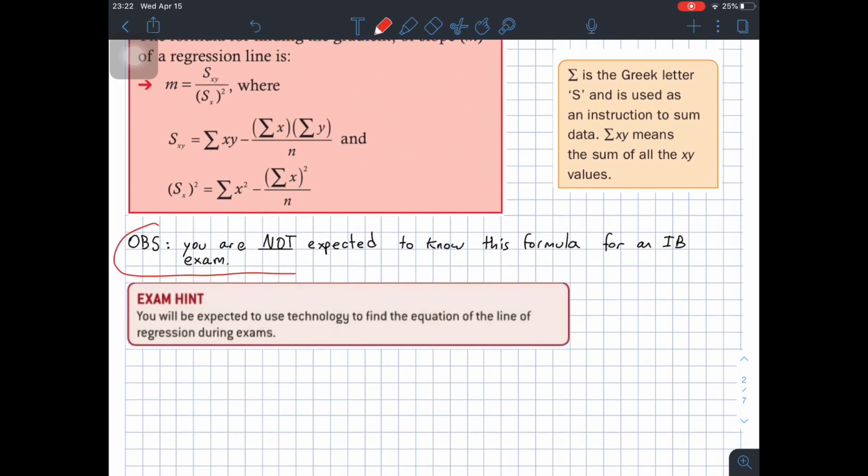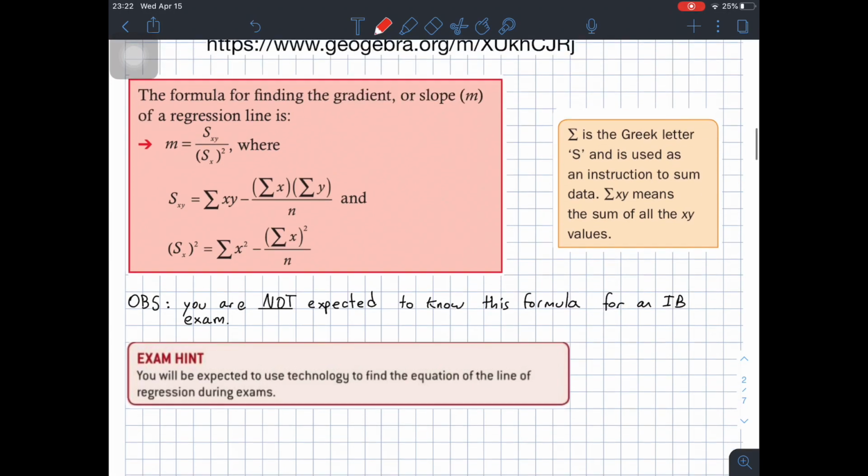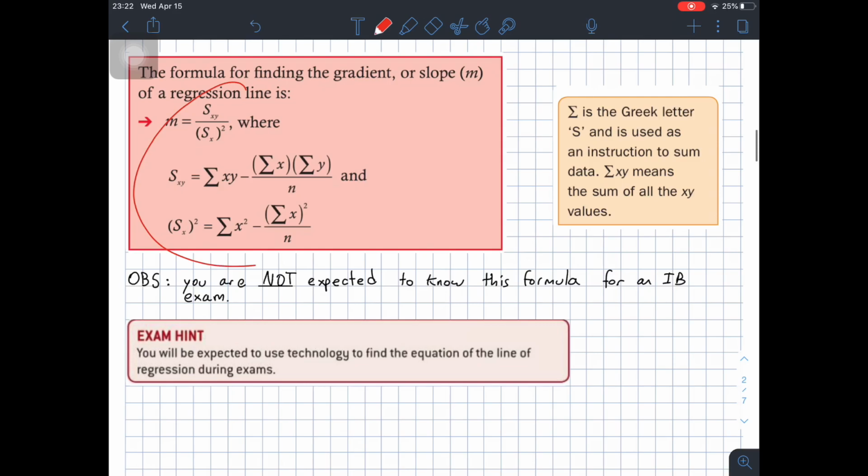Here's a very important observation. You are not expected to know this formula for an IB exam. You shouldn't know this, and this is not in the formula booklet. During an exam, we're always going to be calculating the regression line equation directly using the calculator. The only moment where you are supposed to do these calculations is when you work with this in your math project, which you should do next year, okay? So don't worry much about knowing these formulas.